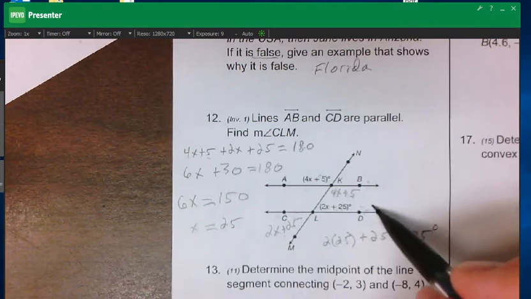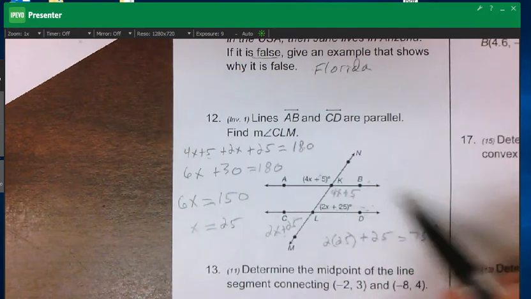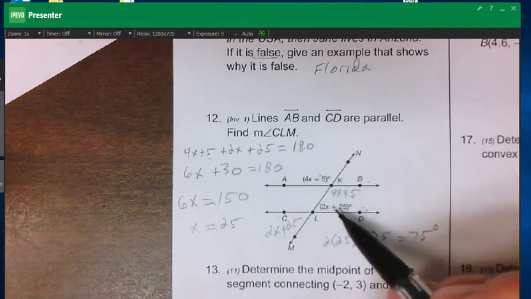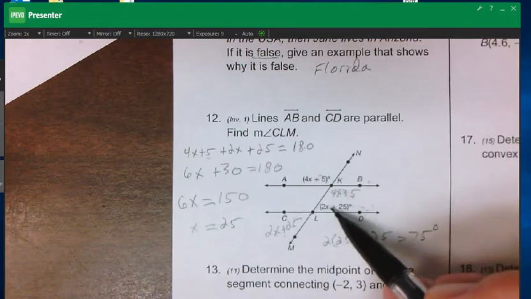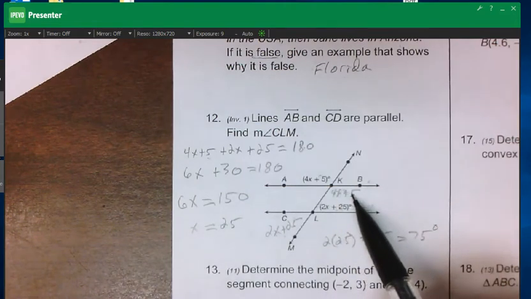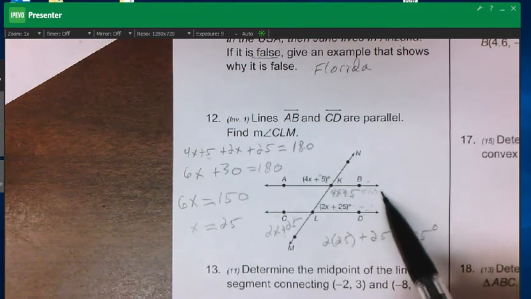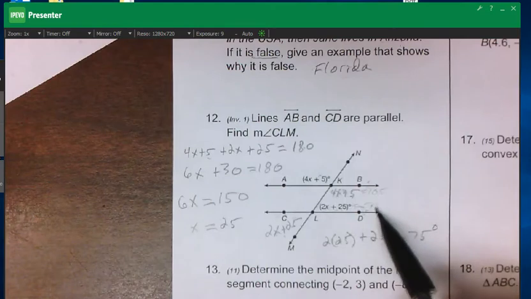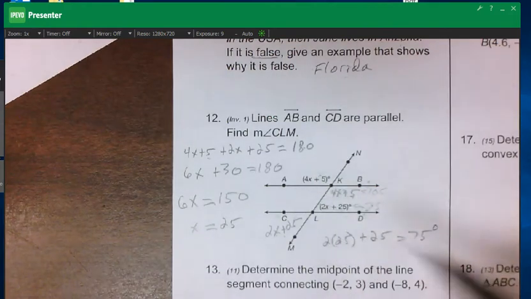Now, I want to check it. If this is 75, hopefully these two would add up to 180 because they're same side interior angles. 4 times 25 is 100 plus 5 is 105. So that equals 105. This equals 75. These two added together equal 180. So you can carefully do the math and see that it all checks out.